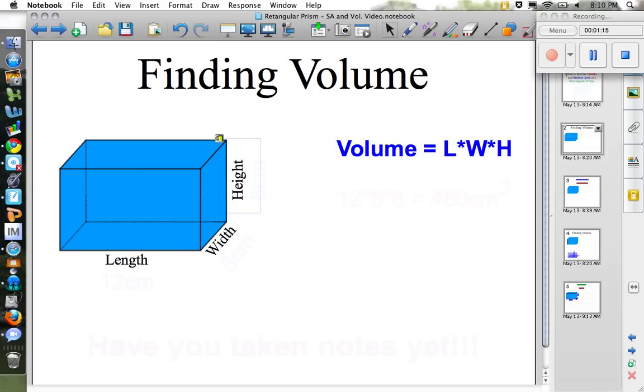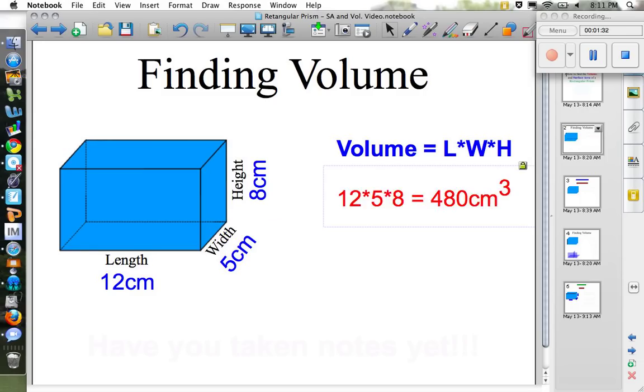So let's do an example. Let's say the length is 12 centimeters, the width is 5 centimeters, and the height is 8 centimeters. So we've got 12 times 5 times 8. When we do that math, 12 times 5 is 60, and 60 times 8 is 480. Those are called cubic centimeters because we are taking the volume of a cube, if that makes sense to you. So, finding the volume: length times width times height. The example here, 12 centimeters times 5 centimeters times 8 centimeters equals 480 cubic centimeters.